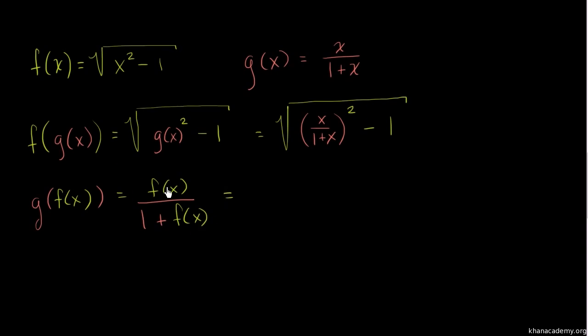And what's that equal to? Well, f of x is equal to the square root of x squared minus 1. So it's going to be that over 1 plus the square root of x squared minus 1.